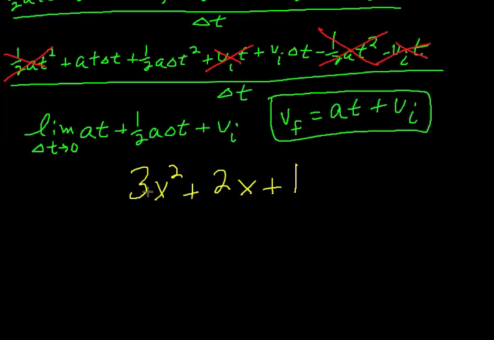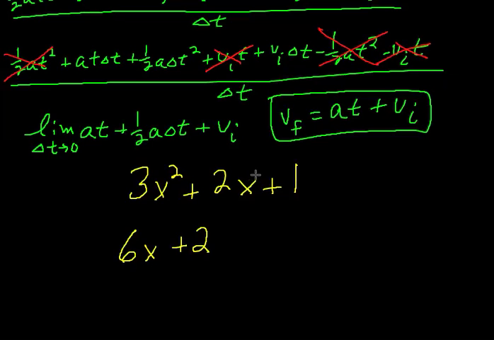So if I take 2 times 3, that's 6x, and I subtract 1 off the exponent, so 2 minus 1 would just be 1. So this 3x squared becomes 6x. Plus, what's the exponent on this x? It's a 1. So 1 times 2, I take the exponent times the coefficient. 1 times 2 is 2. And then I subtract 1 off of the exponent.